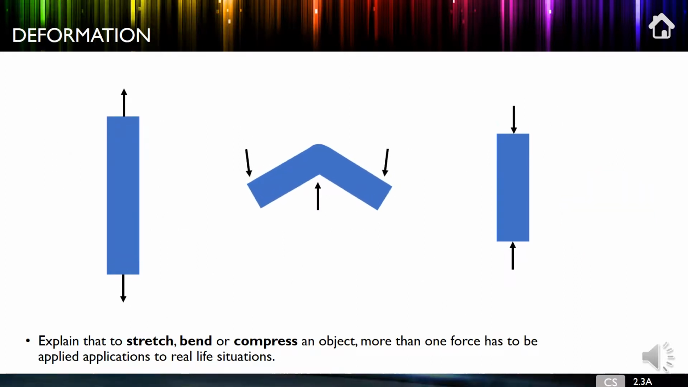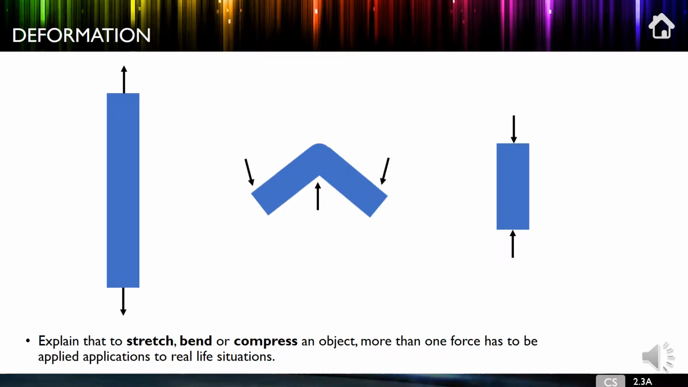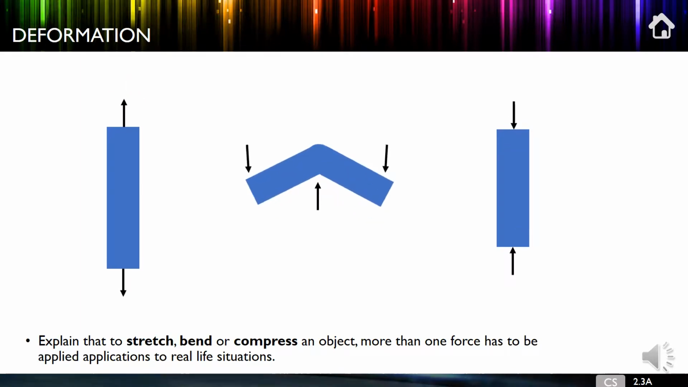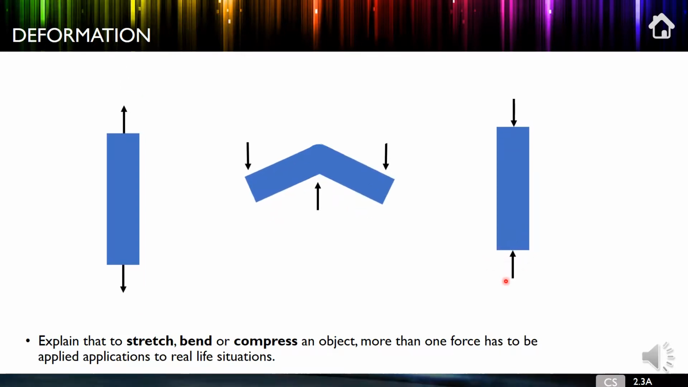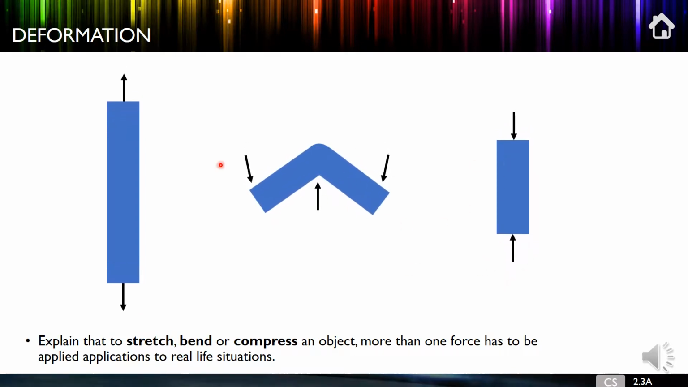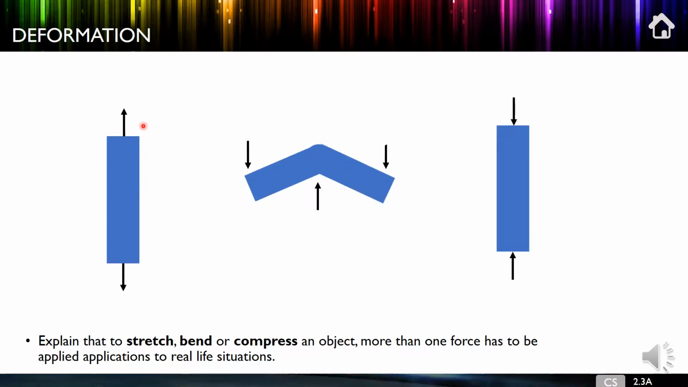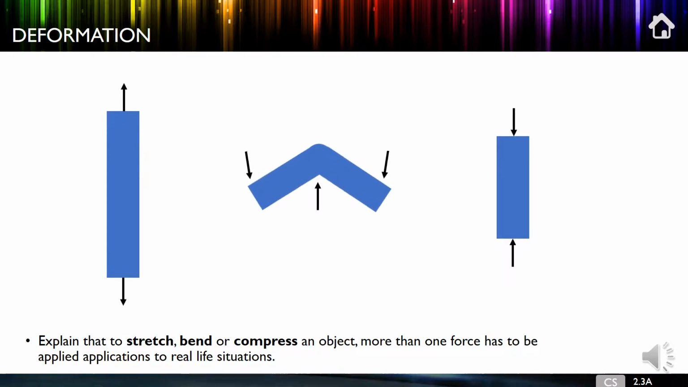So here we have the idea of deformation. Now if there's only one force, an object will accelerate or decelerate or rotate, but if we want it to deform we need two forces at least. Here we've got three, but on these two ones on the end, we're stretching, we're compressing, and you cannot do that with one.